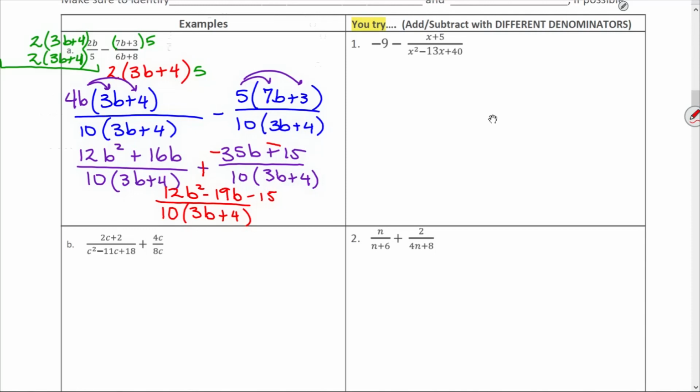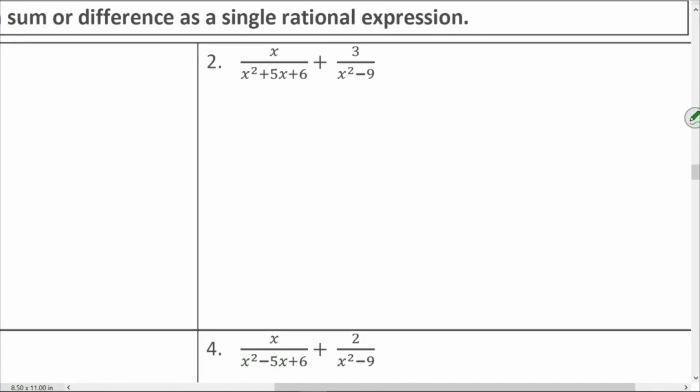Okay? Now, before I celebrate and think I'm done, I look at the numerator and say, can I factor that and get a 3b plus 4 out of it to cancel it off? Okay? And in this case, it doesn't factor very nicely, so this is my final answer. Okay, but be aware that sometimes it does factor down, and then you can cancel things off and you'll simplify it even simpler. Next, I want to look at number 2.